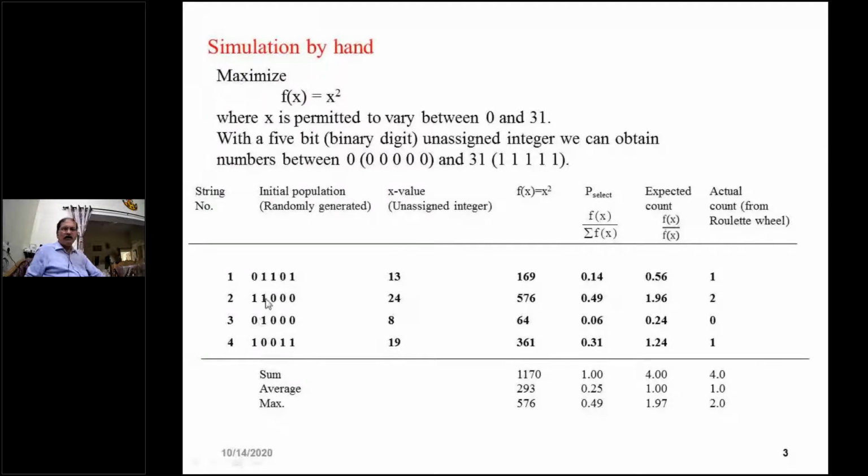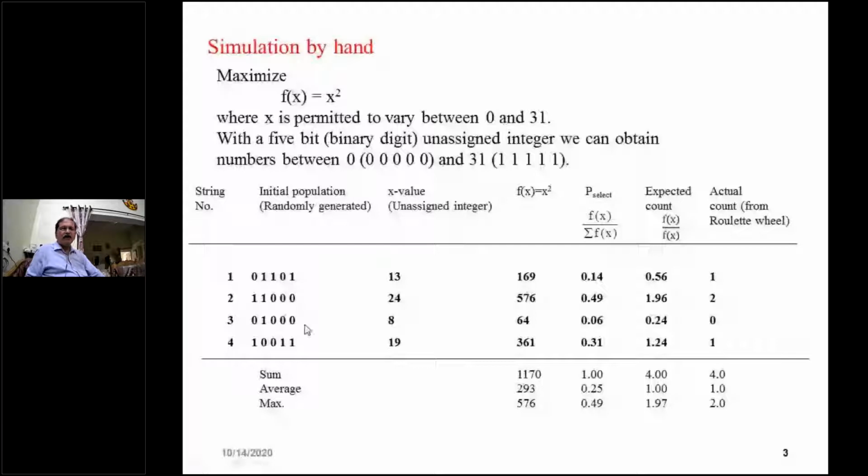So 0, 1, 1, 0, 1. This is in binary, that is 1 into 2 to the power 0 plus 0 into 2 to the power 1, 1 into 2 to the power 2, then 1 into 2 to the power 3, then 0 into 2 to the power 4. So that will give you 13. Value of x is 13, and our f(x) is x square. So it gives you 169.